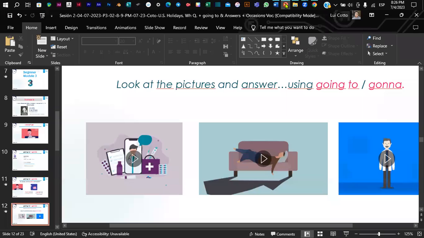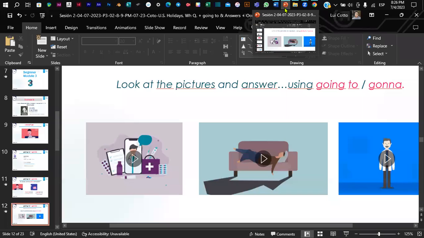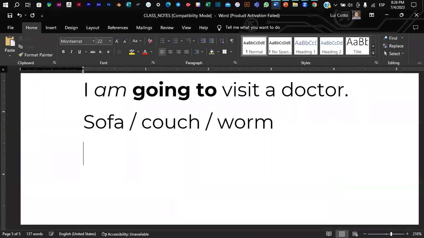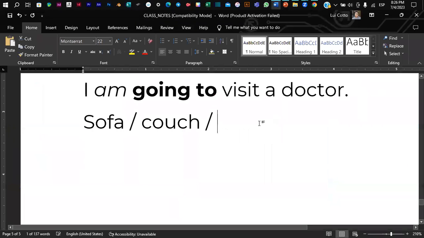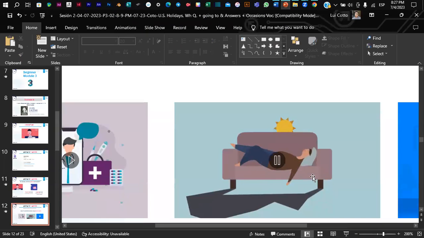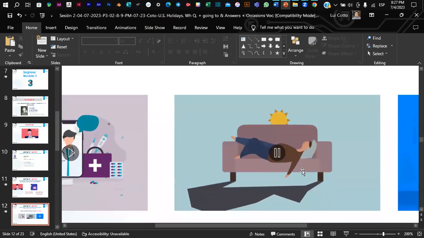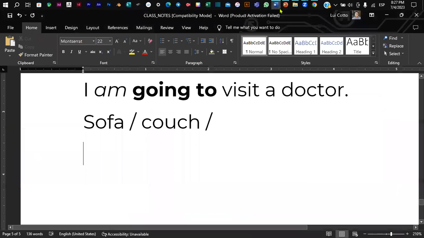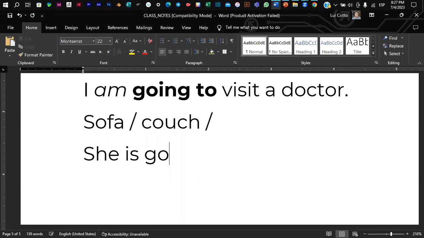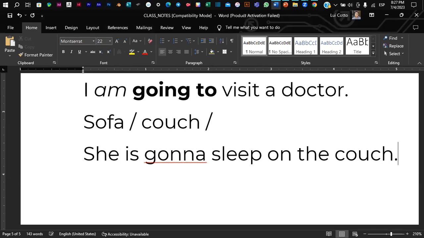Okay. Let's see. And only I am. Solo I am. Can you use another subject? ¿Y si uso otro subject que no sea I? Gonna sleep. Okay, check the picture. He or she? She. Maybe she. Okay, can you complete it? She's gonna sleep. Informal. Okay. She's gonna sleep. On the couch. En el sillón. On the couch.